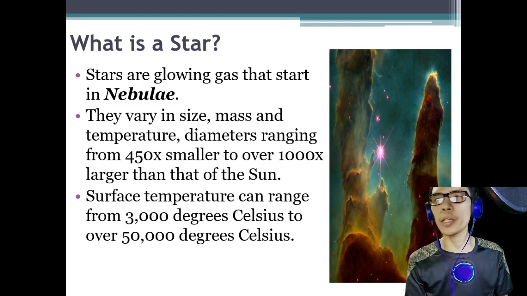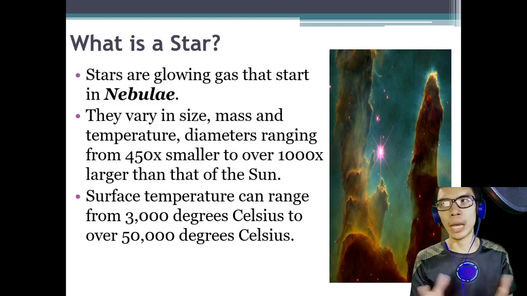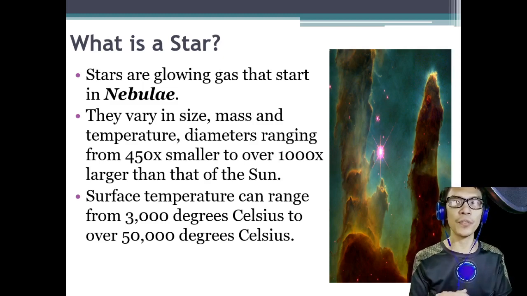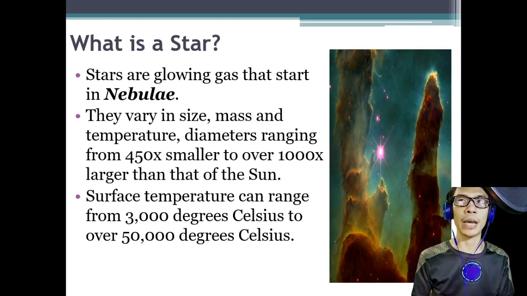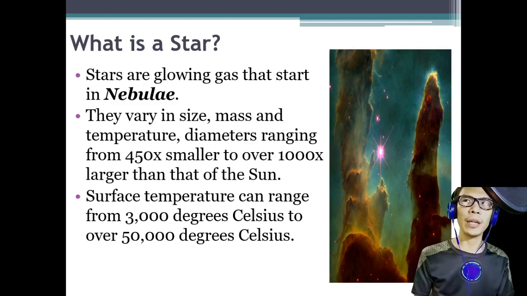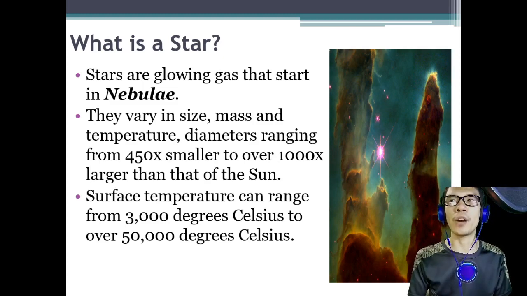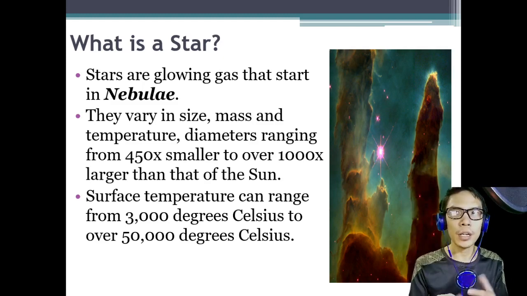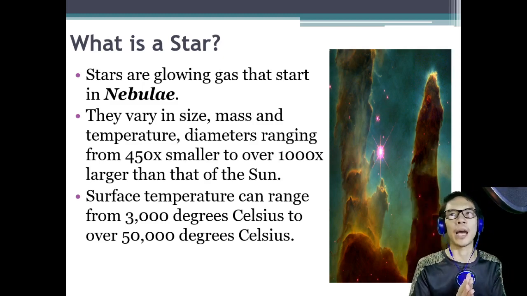Alright, so what is a star? A star is a glowing gas. What kind of gas is that? The most common gas found in the universe is hydrogen and helium. So technically speaking, stars are glowing hydrogen and helium. And these things that are found in the universe or in our galaxy are born in the nebula, or nebulae. These are glowing balls of hydrogen gas.